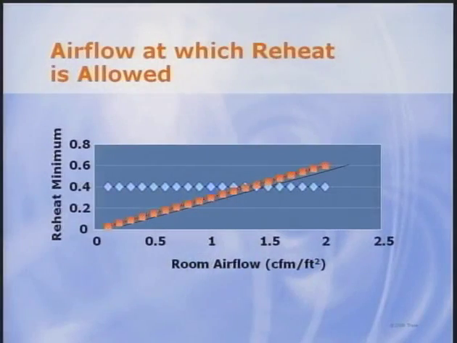A lot of people seem to gravitate to setting the reheat minimum at 30% of its design airflow. While it's simple, this could cause some issues with respect to heating and stratification. Steve will cover that in a few minutes. It's interesting to note that until the space design airflow reaches 1.33 CFM per square foot, the 0.4 reheat minimum allows a higher airflow to be reheated.